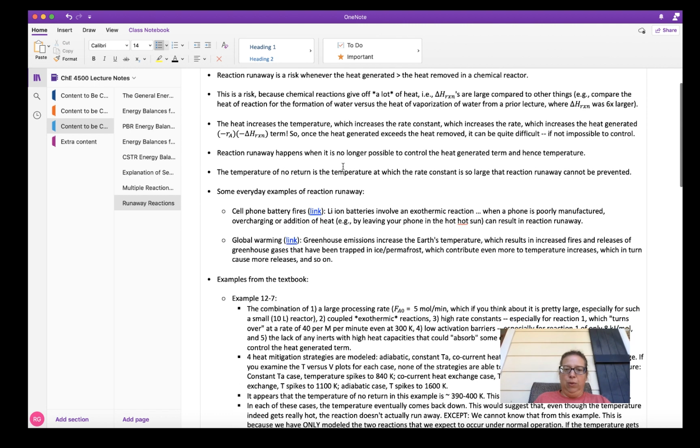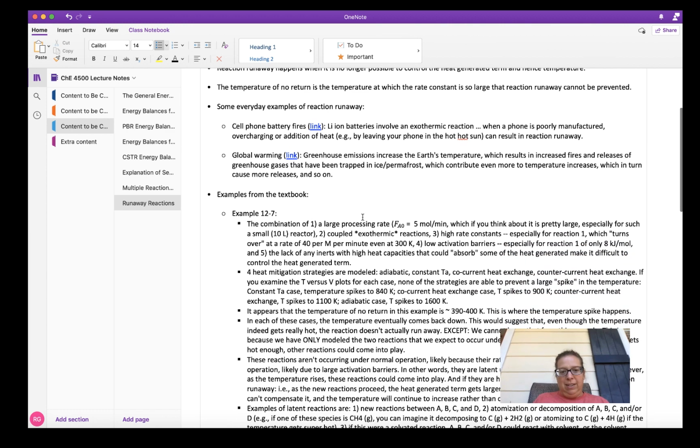And reaction runaway happens when it is no longer possible to control the heat generated term using the heat removal strategies. This happens when the temperature of no return is reached. So the temperature of no return is the temperature at which the rate constant is so large that reaction runaway cannot be prevented. So the temperature has now gotten to some point where the rate of some reaction is going so quickly that it does not matter what cooling system we throw at it, it's not going to prevent the heat generated from increasing rapidly, and hence the temperature.